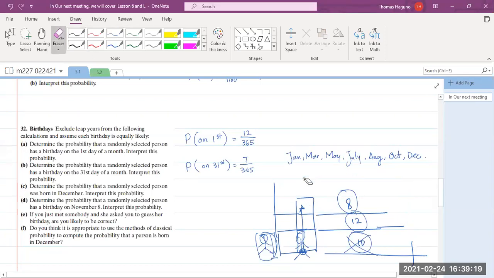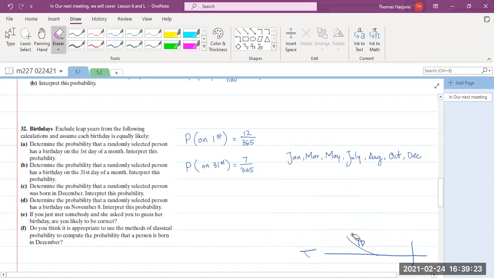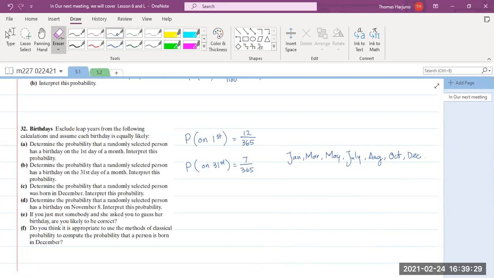Now going back here, part C, determine the probability that a randomly selected person was born in December. How many days in December? There are 31 days in December.